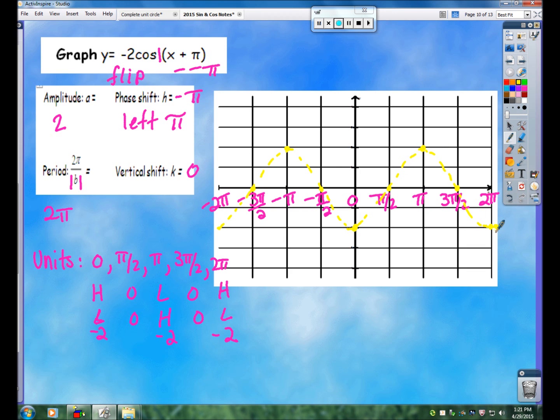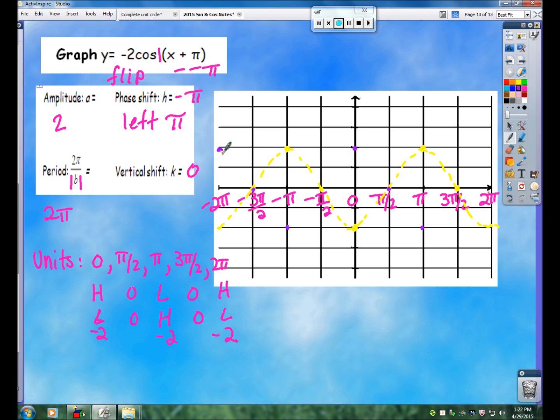Okay, now we need to shift everything. Every point gets shifted left pi. Notice that we're shifting each of them 2 units because of the units on our graph. Pi is the distance between here and here, so that's one shift. So we're shifting all of these points 2 units to the left: 1, 2, 1, 2, 1, 2, 1, 2. Everybody gets shifted 2 units to the left until we run out of space.